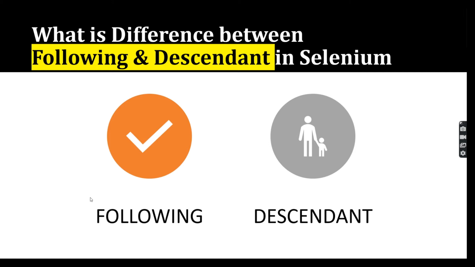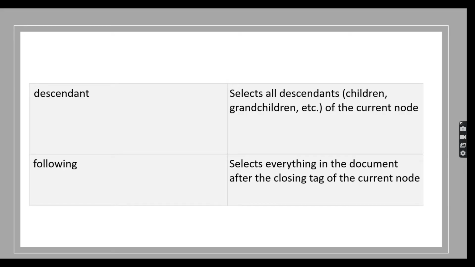We are going to look into what the difference is between following and descendant in Selenium. What is the difference between descendant and following? What is descendant? You can take the general meaning of descendant. Everyone knows children and grandchildren, correct? So here, it selects all descendants of the current node.